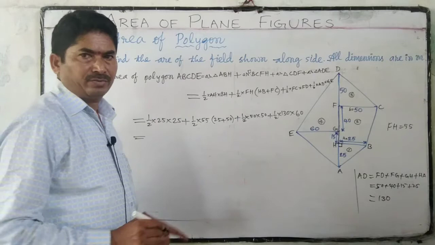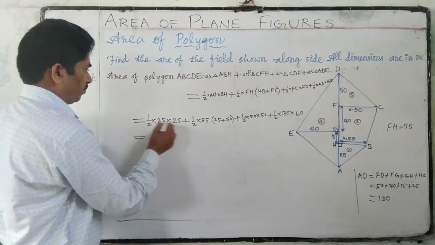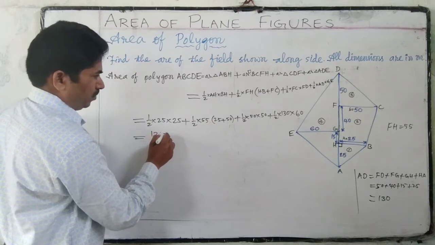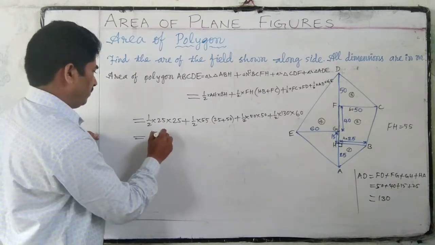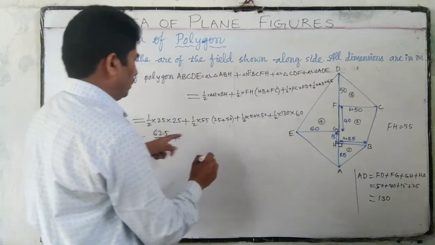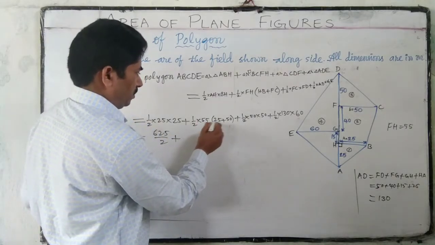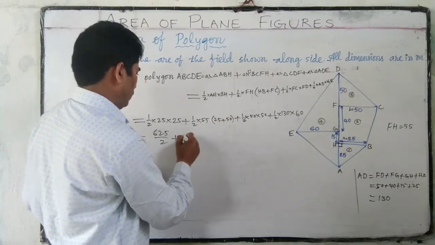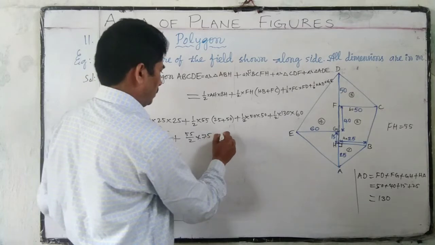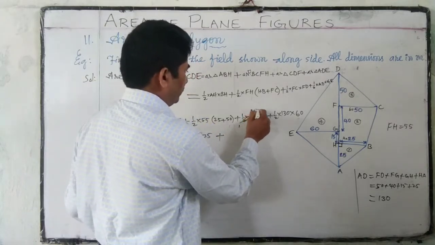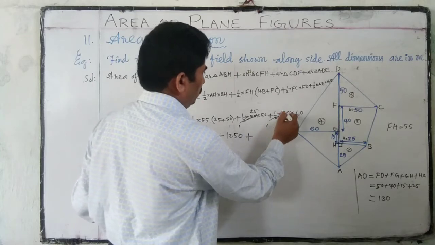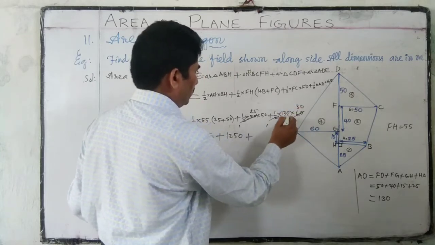Now we have to simplify this equation. 25 into 25 is 625 by 2, and 55 by 2 into 75. Multiplying step by step, 625 by 2 is 312.5.